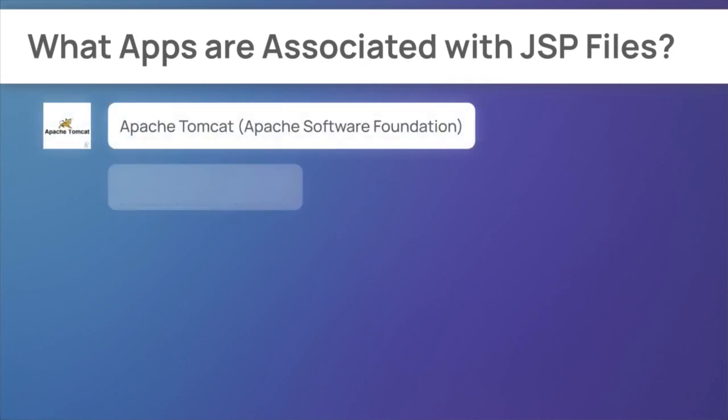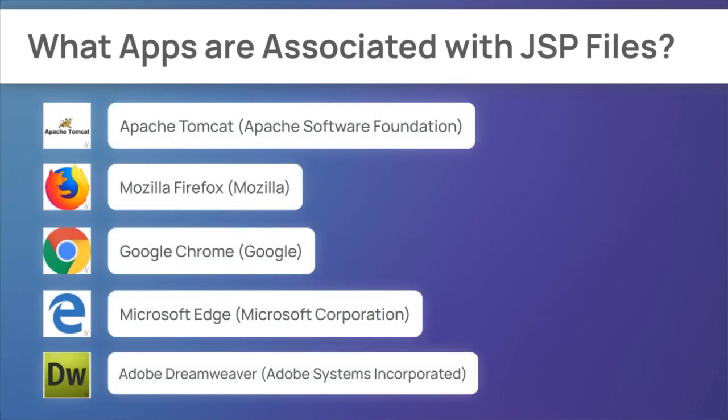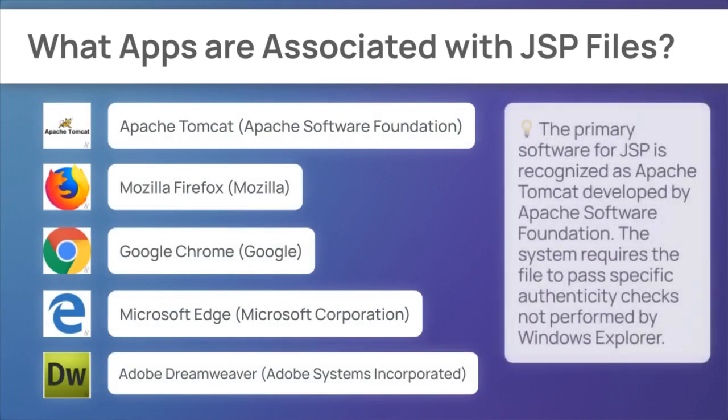The standard opener for JSP is known to be Apache Tomcat, developed by Apache Software Foundation. The system requires the file to pass specific authenticity checks, not performed by Windows Explorer. Windows opens web files easily, but interactive features depend on the browser.